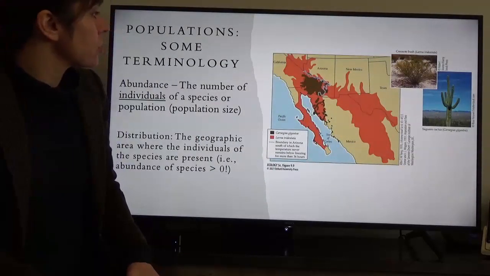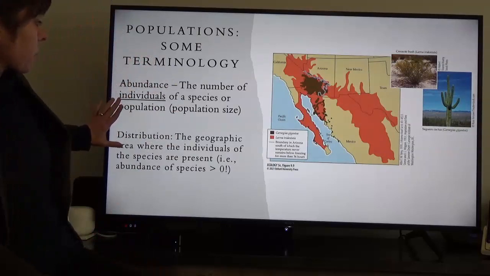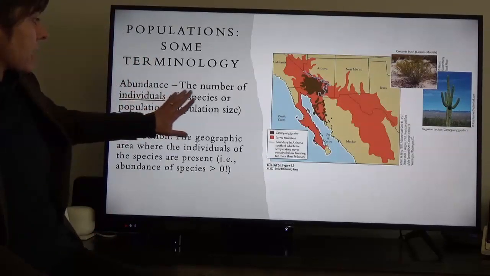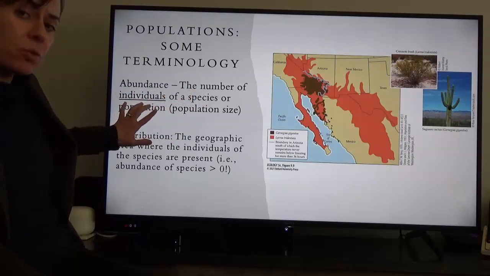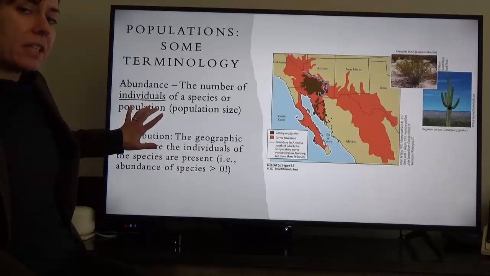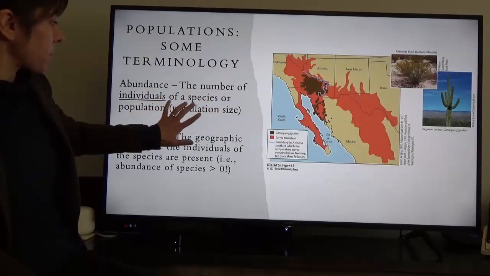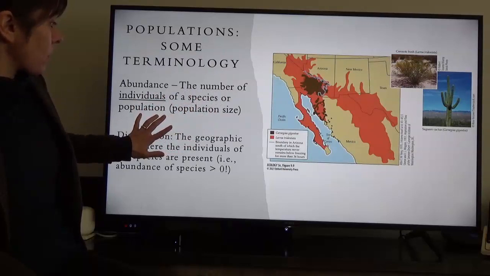Okay, some additional terminology here. For populations, we have a couple of really important terms. One is abundance, and this is the number of individuals. I'm underlining this because we're going to be focusing on what an individual is. You may think that's an easy thing to think about, but I'll show you that it's not quite so clear-cut. So abundance is the number of individuals of a species or population.